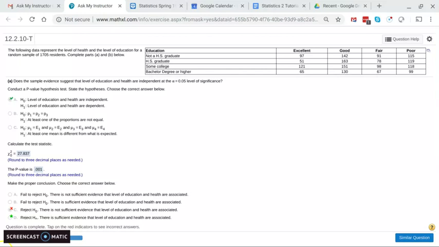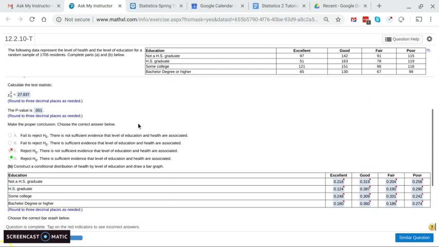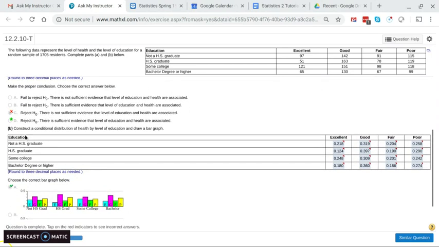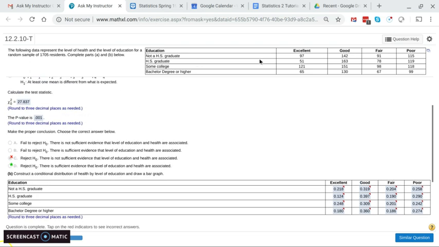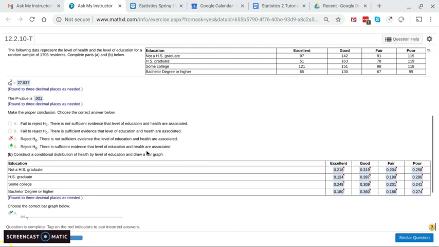So here is problem number 5 on 12.2. And what the student is asking here is how we construct a conditional distribution of health by level of education. And so we've got the table above, the contingency table with the counts in them. And now we want to get a conditional distribution of health by level of education.